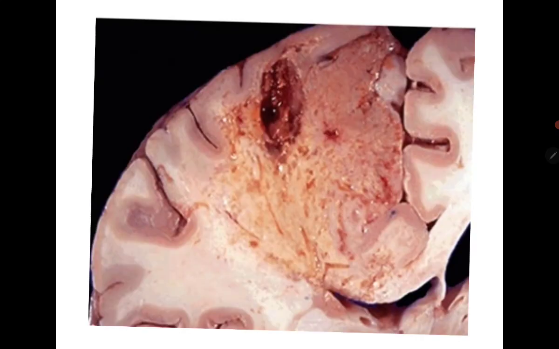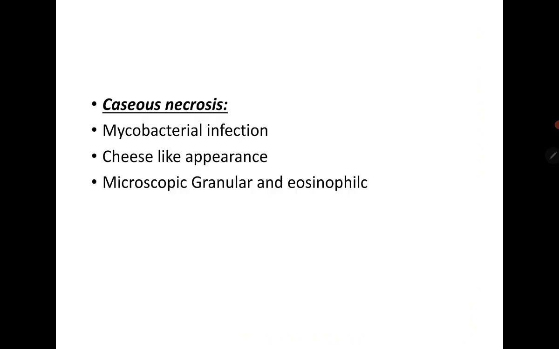Here is an example, a section of the cerebrum of the brain. You can clearly observe that an abscess is formed. The abscess is formed from the necrosis, and no structure is visible. An abscess is formed in which fluid is accumulated in the brain. It is known as liquefactive necrosis.